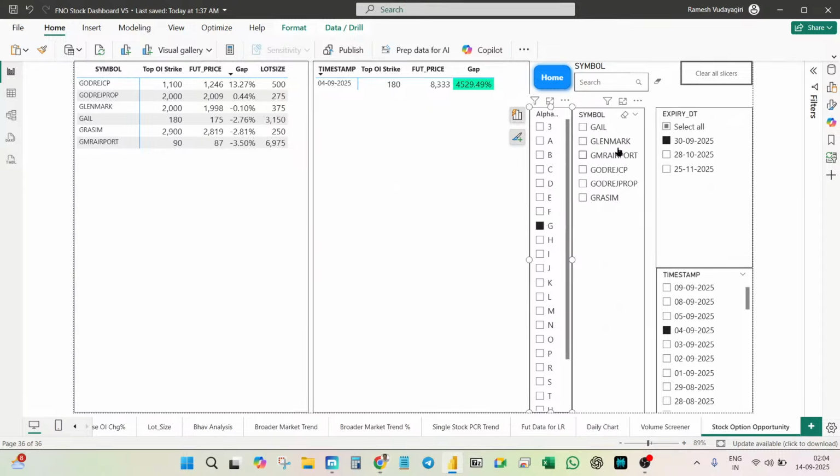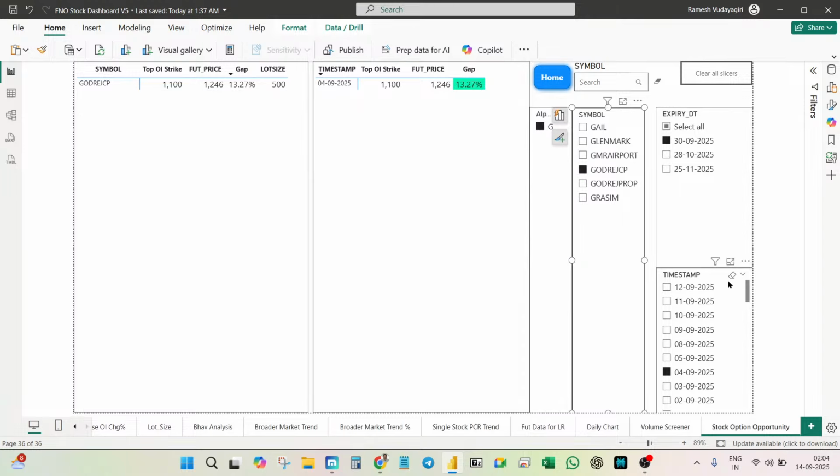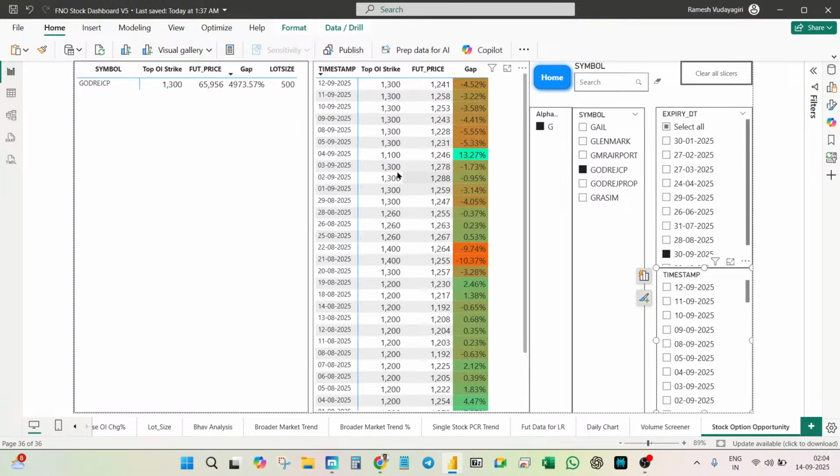4th September Godrej CP, and if you remove all the dates here, 1100. Okay, the highest open interest strike price has now gone from 1300 100 to 1300. This is very important to track here. If the top open interest strike price is not moving, then you have to stick to the targets. Now the next example, let us see another example.